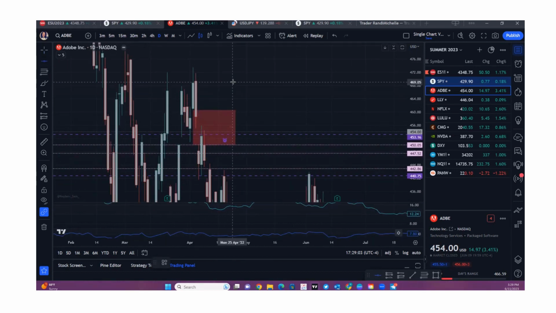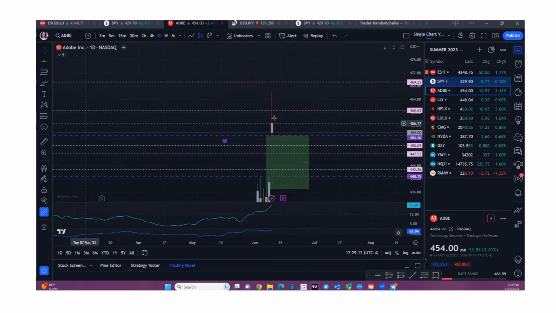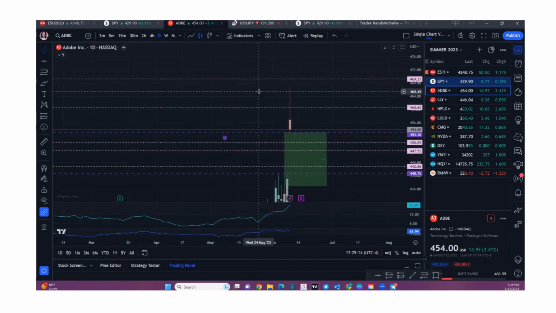So this is finishing out this candle. It will have to be all the way up here. I think we finished the fair value gap. Let's go back and take a look. Did we get up to 460? Yeah, we did.